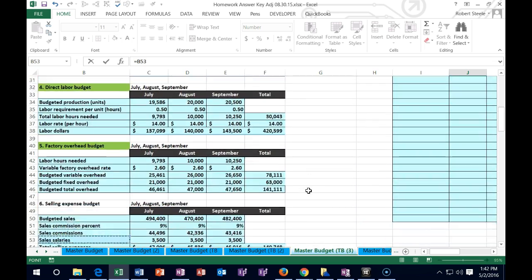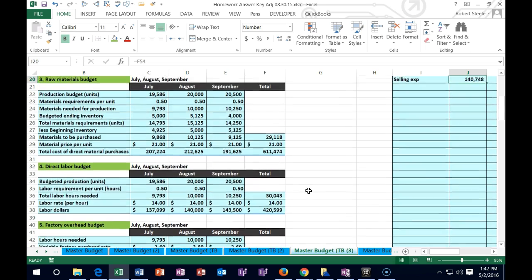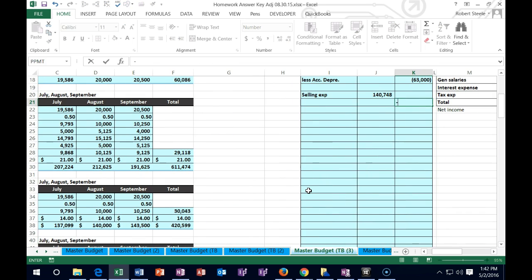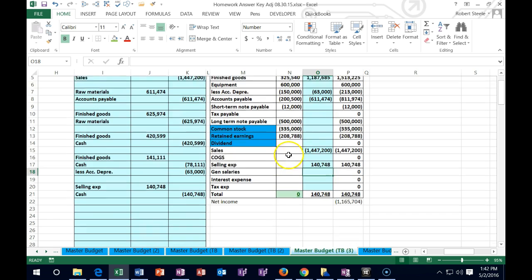Down, down, down to this total. I'm just going to pick up the total for the whole selling and admin right there. And the credit will then be here, and that's going to go to cash. All right, so that one's going to be an actual expense. It's a period cost, and we're going to say that's selling expense and cash up here.